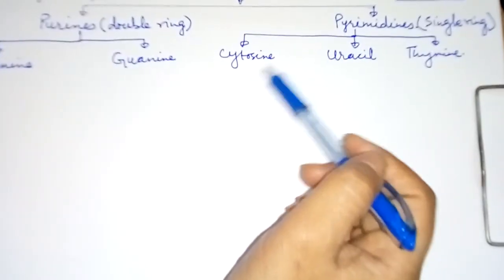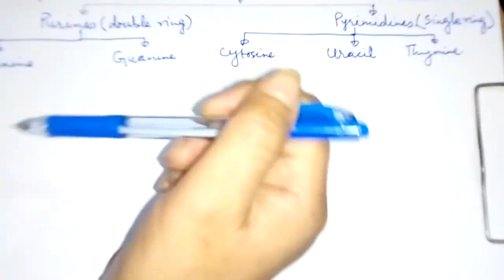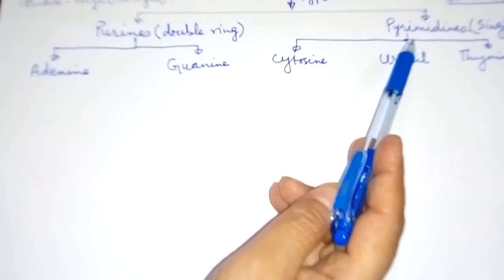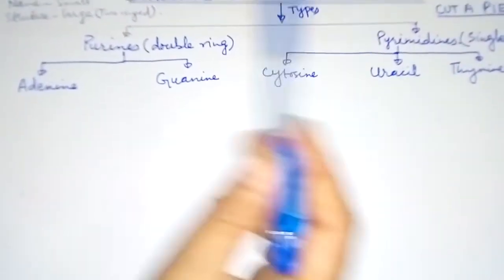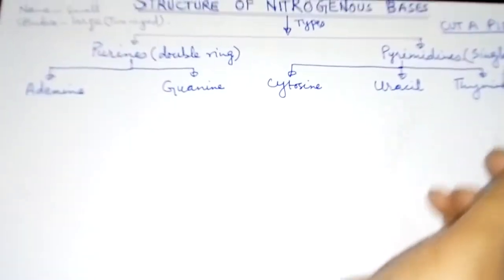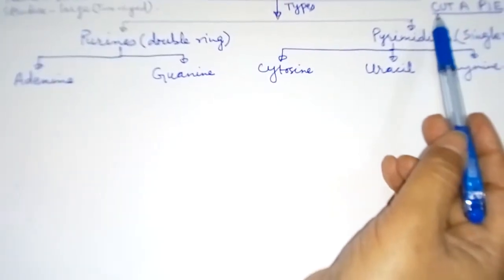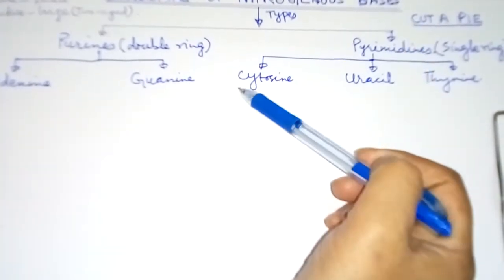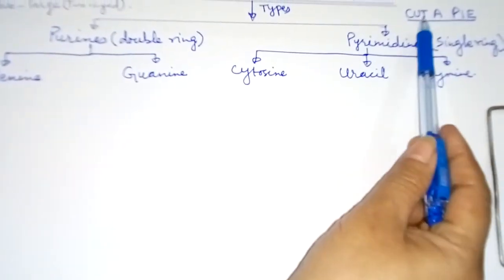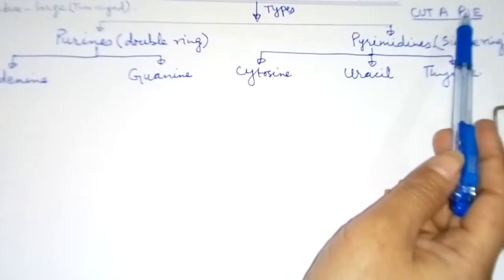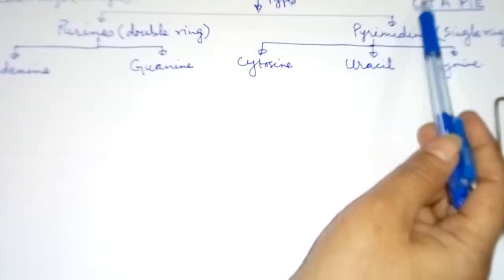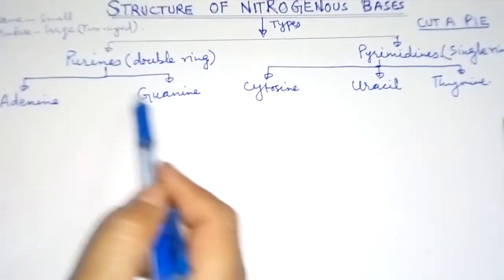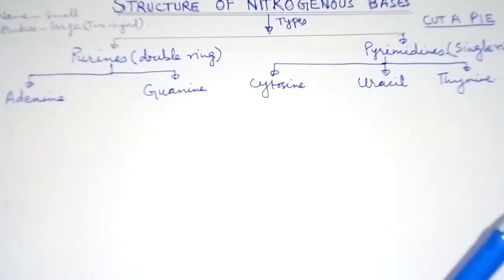Now the other thing which you have to learn or memorize is what are the bases which are included in pyrimidines and what are the bases which are there in purines. In pyrimidines, cytosine, uracil and thymine are included. You have to learn it with the help of this simple trick: cut a pie. Cut: C for cytosine, U for uracil and T for thymine, pi for pyrimidine. So cytosine, uracil and thymine are included in pyrimidines, while adenine and guanine are included in purines.